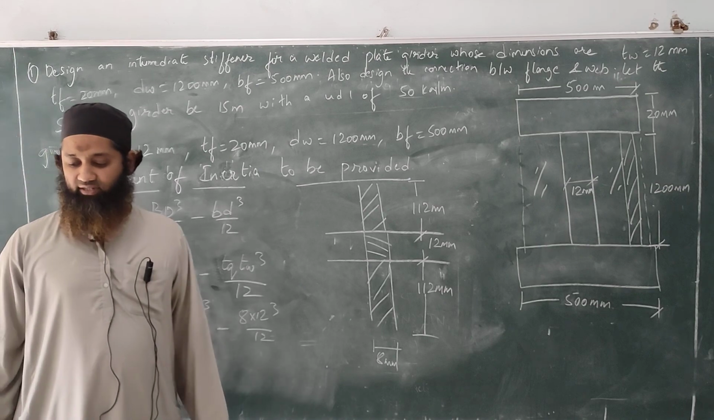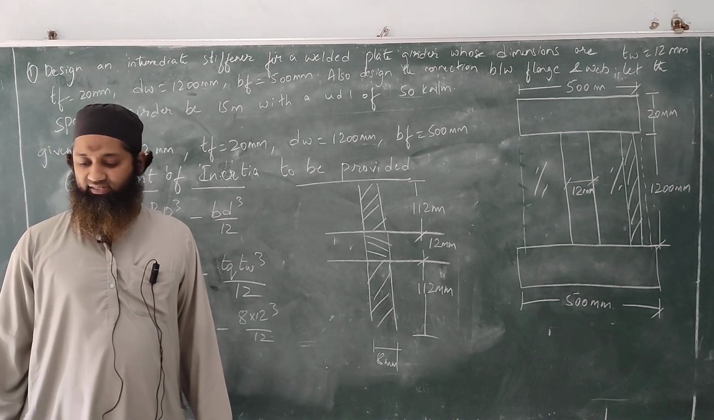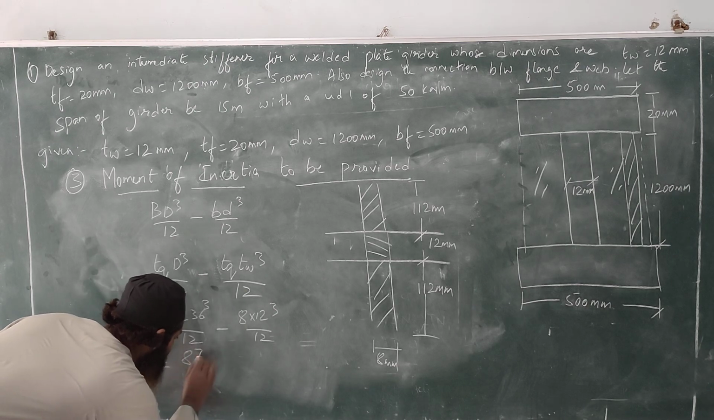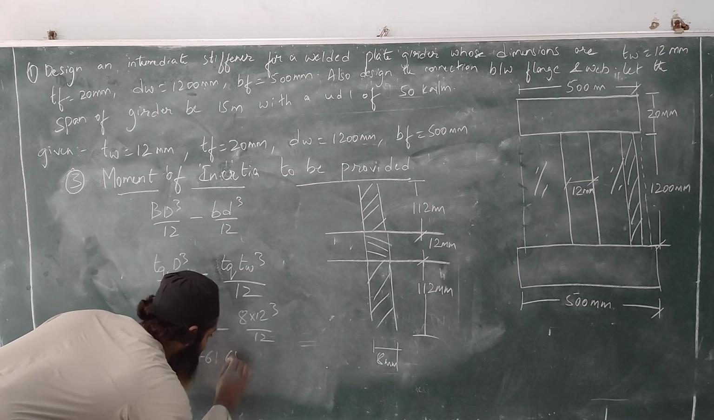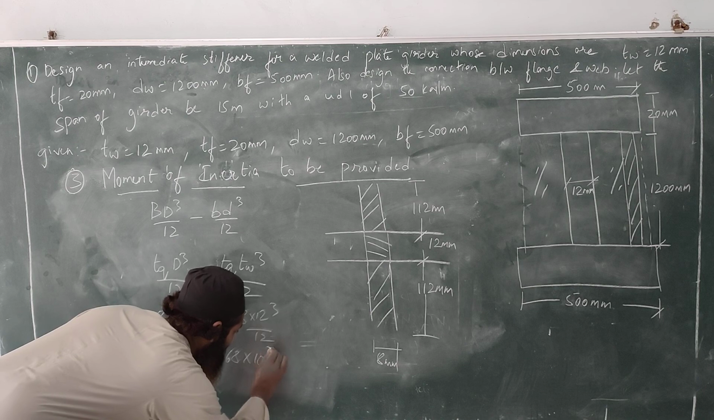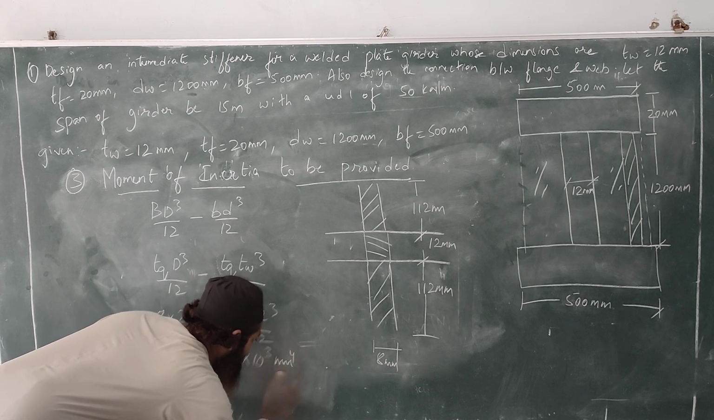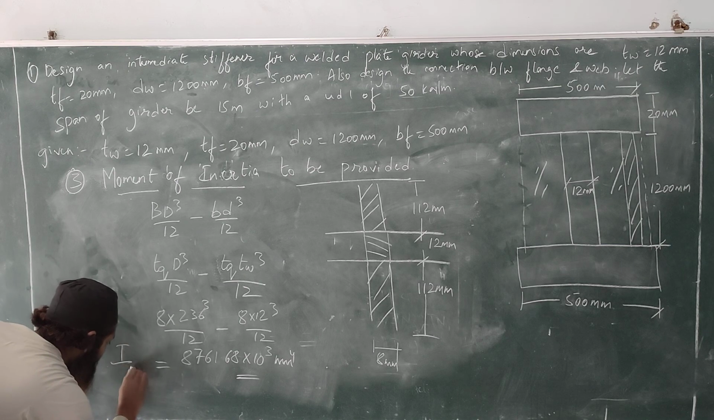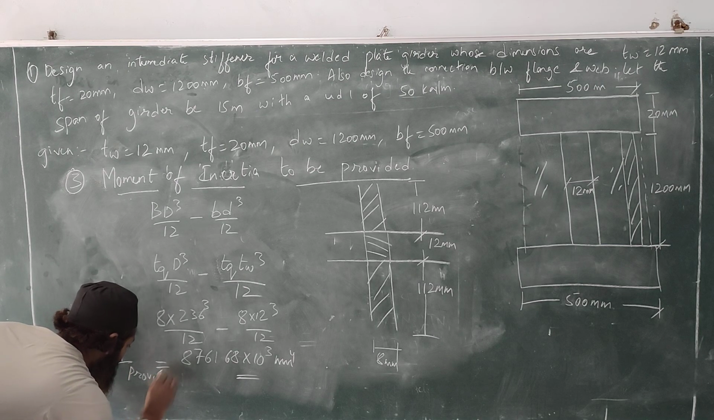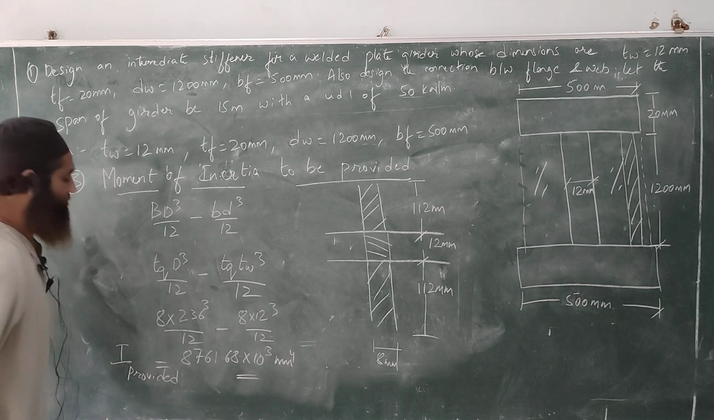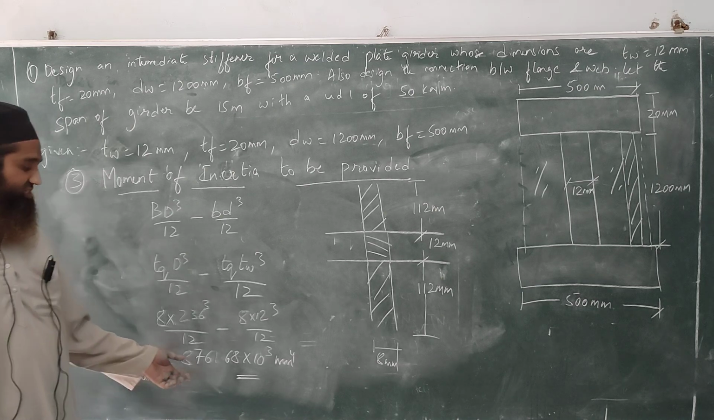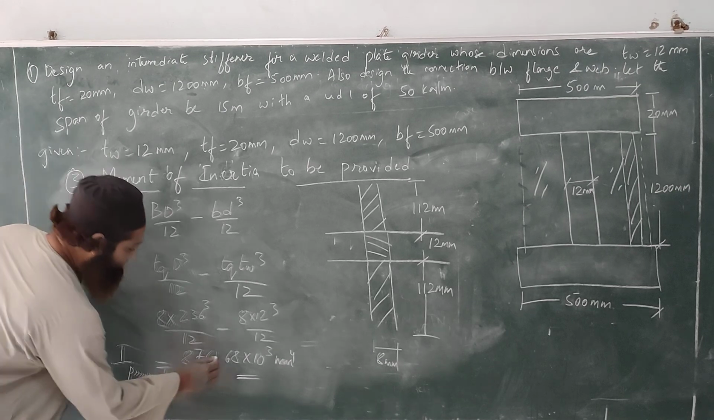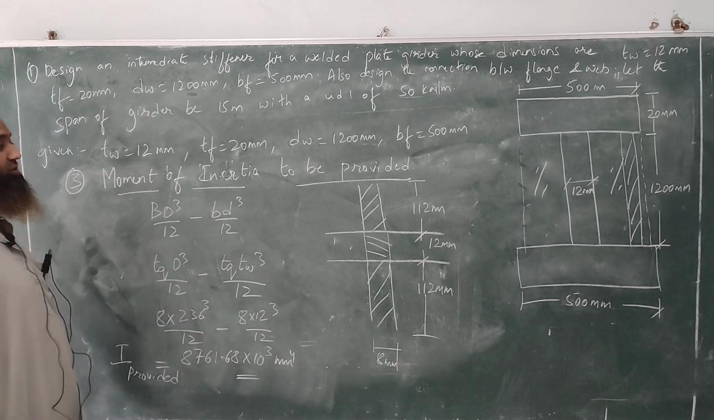If you calculate this, I am getting this value as 8761.68 into 10 cube mm^4. This is the I provided. This is the moment of inertia provided, 8761.68 into 10 cube mm to the power 4. This is the value I have got here, the moment of inertia provided.